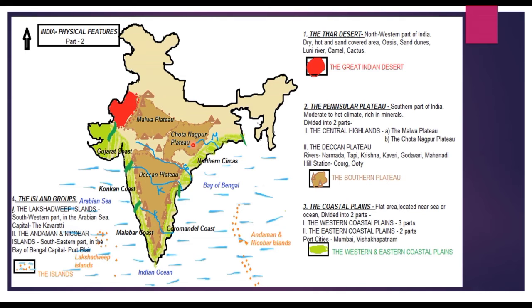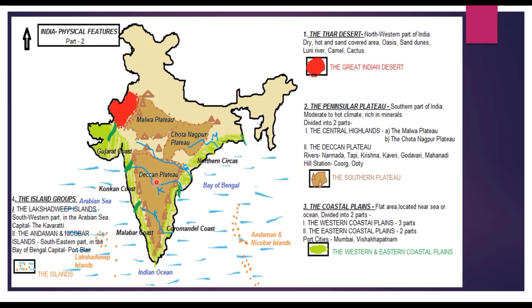Next, the Chota Nagpur Plateau lies on the eastern side of the Central Highlands. The Rajmahal Hills form the northeastern part of this plateau. Some important rivers flowing through this plateau are Damodar, Son and Bokaro. This plateau is rich in minerals.